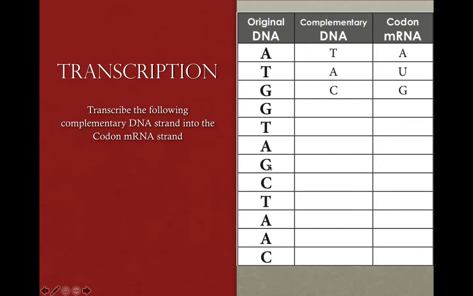Right here where this G is, that would be G, C, G. Where this C is would be C, G, C. Where this T is, it would be T, A, U. Where this A is, it would be A, T, A. Same thing here is A, T, A, and then the last one would be C, G, C.